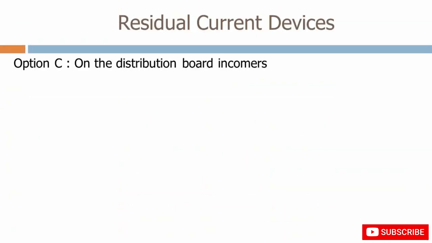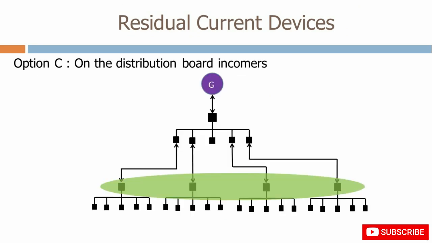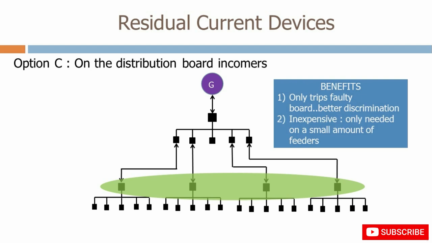Let's look at option C, putting RCDs on the distribution board incomers. The benefits are: the RCD only trips the faulty board. We have better discrimination. This is an inexpensive option. We only need RCDs on a small amount of feeders. Because of these benefits, this is the most common place to put RCDs on the site system.